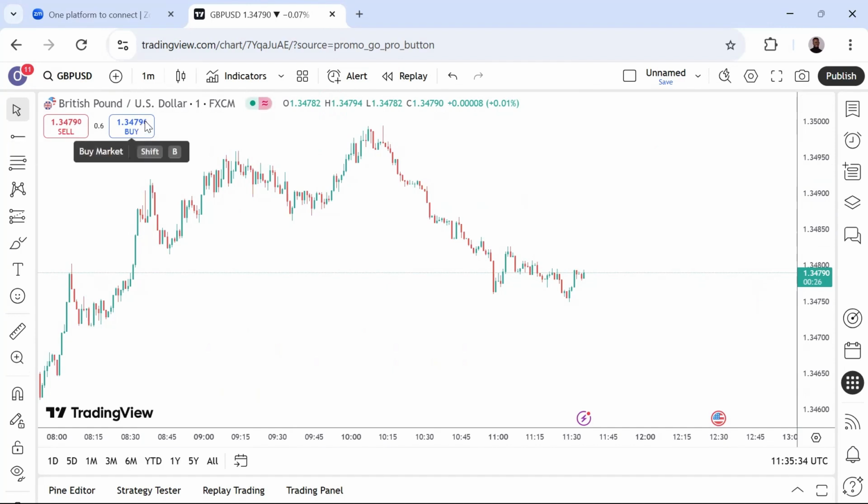But the pipette is 60. So when you multiply it, you get 0.6. Just move the decimal place. This time around 0.5. So very tight. Anyways, I just needed to show you some of these things on TradingView.